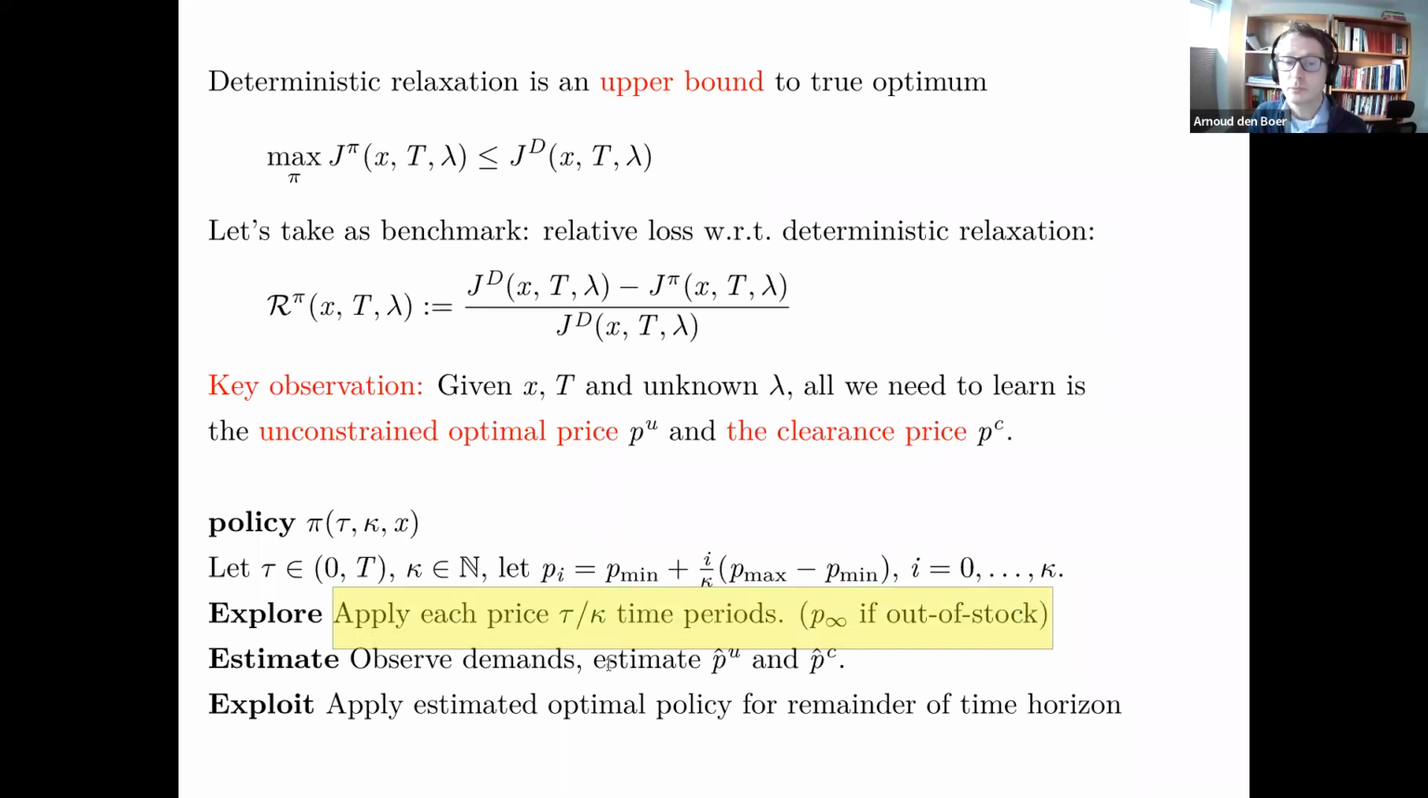Then we have our data. We look at the demands that we observed, and based on these, we can estimate the unconstrained optimal price and the clearance price. I haven't put the formulas here, but that's not very complicated. There are several ways to do it. For the unconstrained price, you can just look at what you actually earned. And for the clearance price, it may be that there is no particular price that exactly is the clearance price, but you just choose the closest one, such that the difference between your remaining inventory and zero is as small as possible.